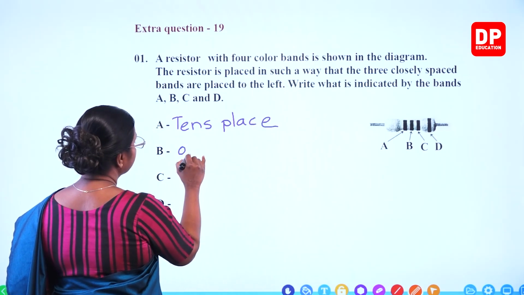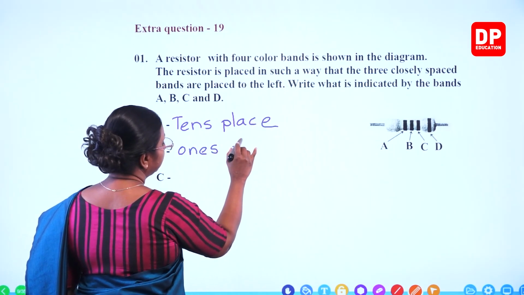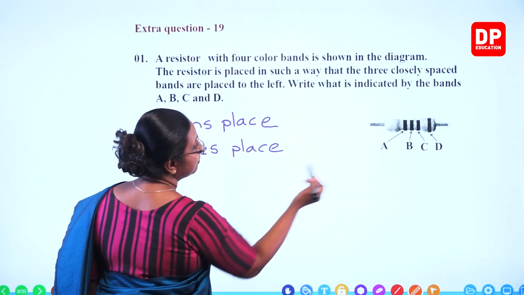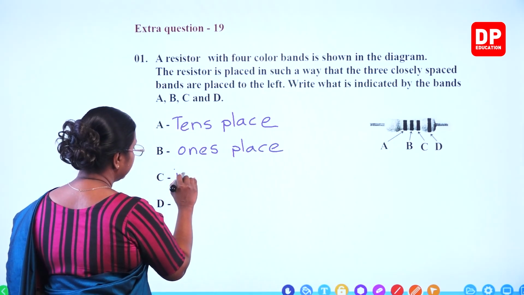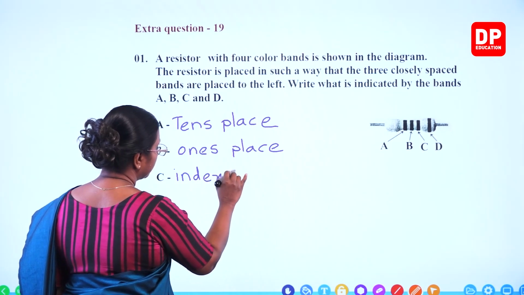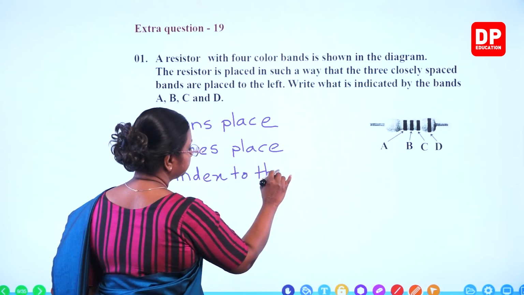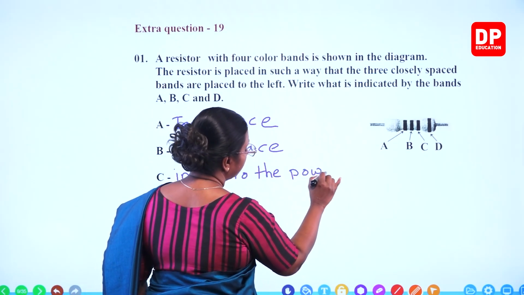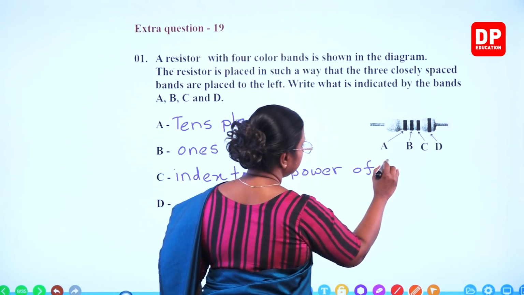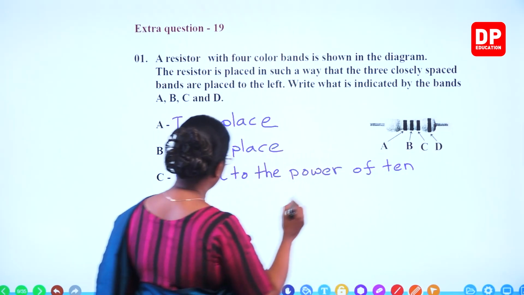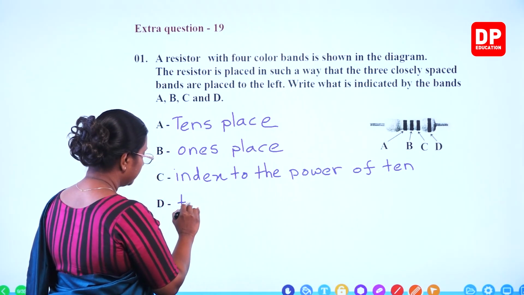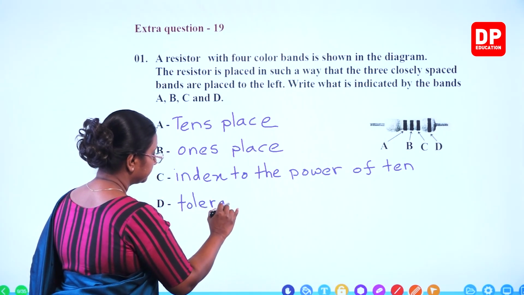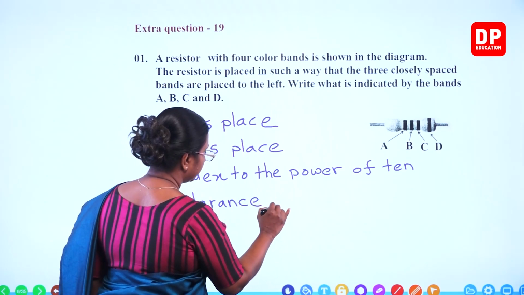Band B, ones place. Then we have band C, index to the power of 10, and band D, tolerance value.